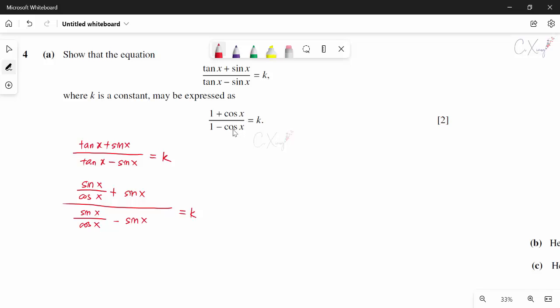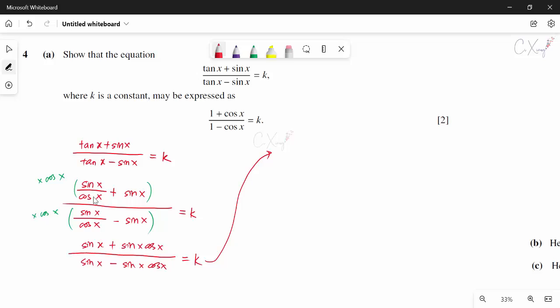Okay, so next step, because of the cos x as the denominator is very troublesome for us to simplify, therefore I would like to make it disappear by multiplying the top and bottom with cos x. So when I try to multiply them, my equation will look something like this. It will become sine x plus sine x cos x, and also sine x minus sine x cos x equals k.